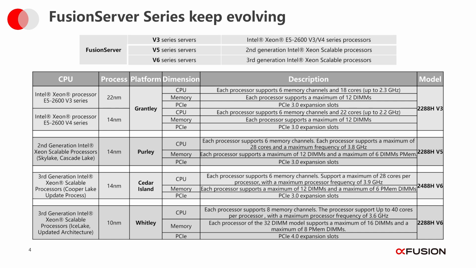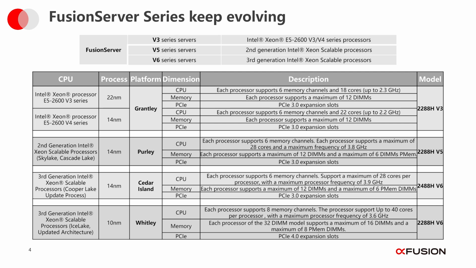As you can see, the V3 series models use Intel Xeon E5 2600 V3 and V4 processors, which are based on the Intel Grantley platform, and each processor supports 4 memory channels and 18 cores to 22 cores. V5 series models used the second generation Intel Xeon scalable processors, which are based on the Intel Purley platform. Each processor supports 6 memory channels and a maximum of 28 cores, and a maximum frequency of 3.8 GHz.